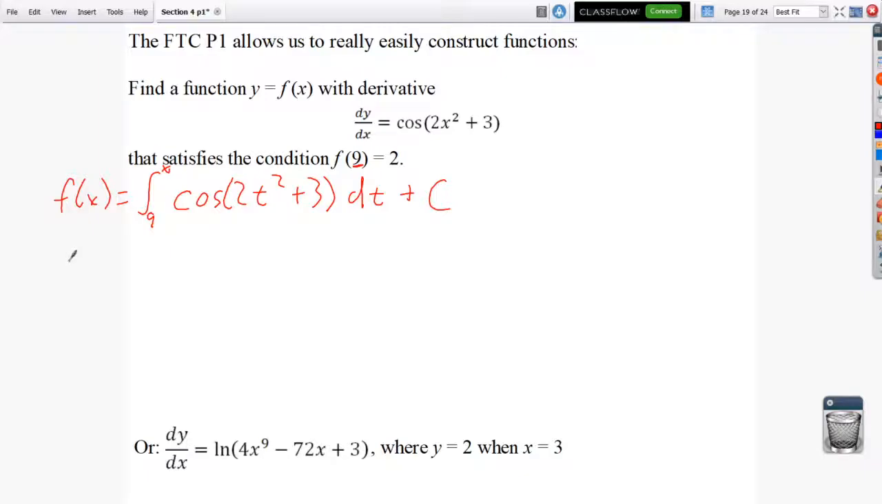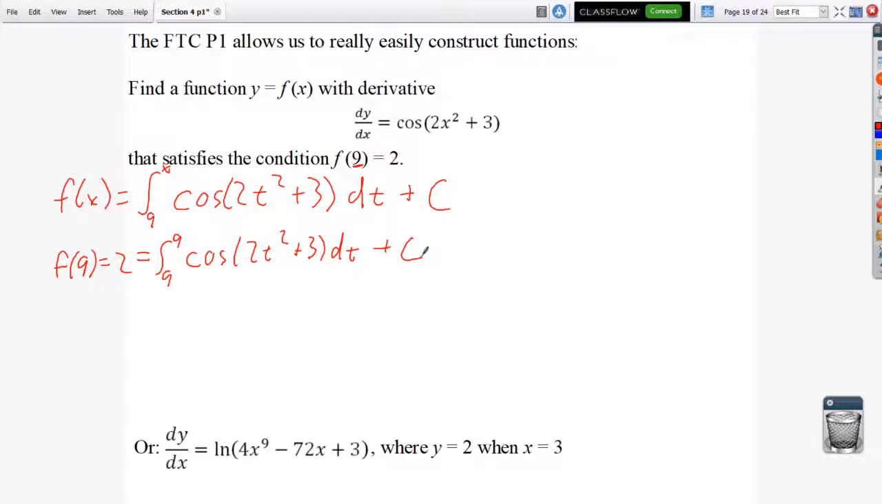Because now, when I try to find f of 9, which, by the way, is equal to 2, it's going to be equal to the integral from 9. Since I'm talking about f of x, I'm going to replace my x with 9. This is not f of t, so I do not replace my t's with 9. This is going to be the integral from 9 to 9 of cosine of 2t squared plus 3 dt.